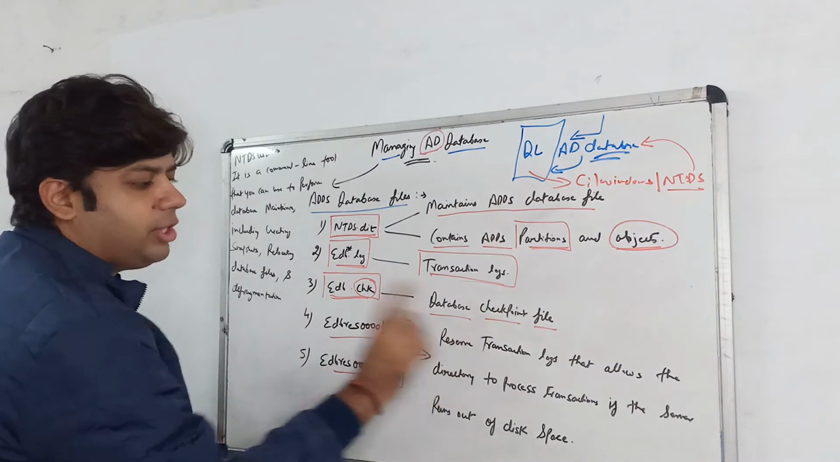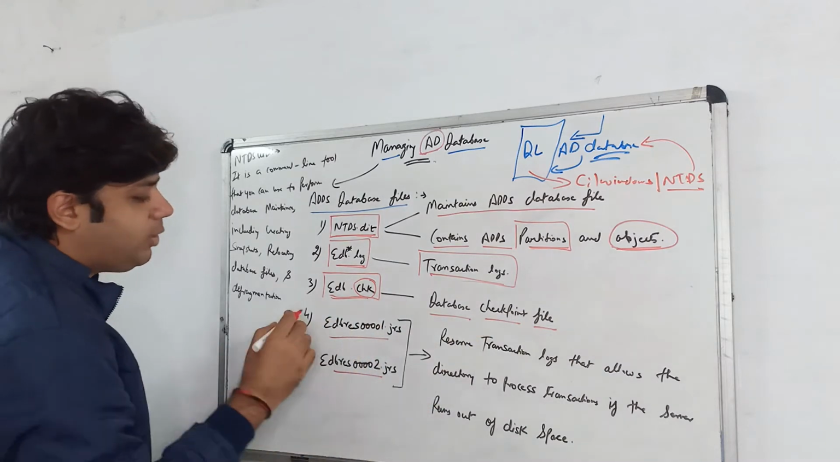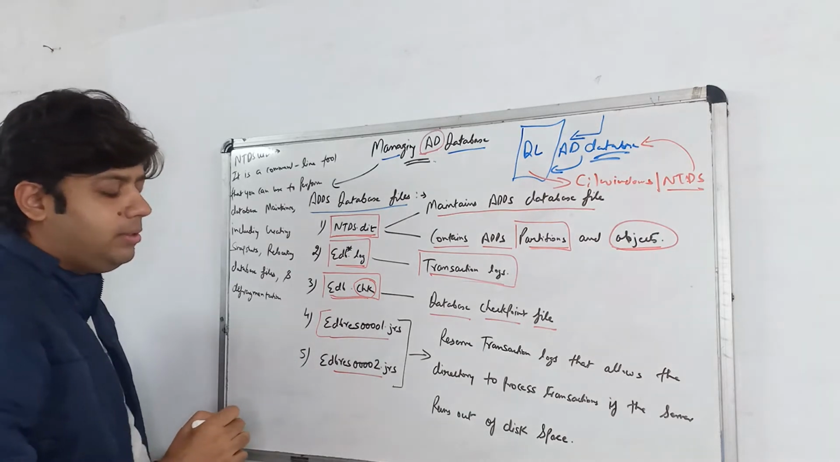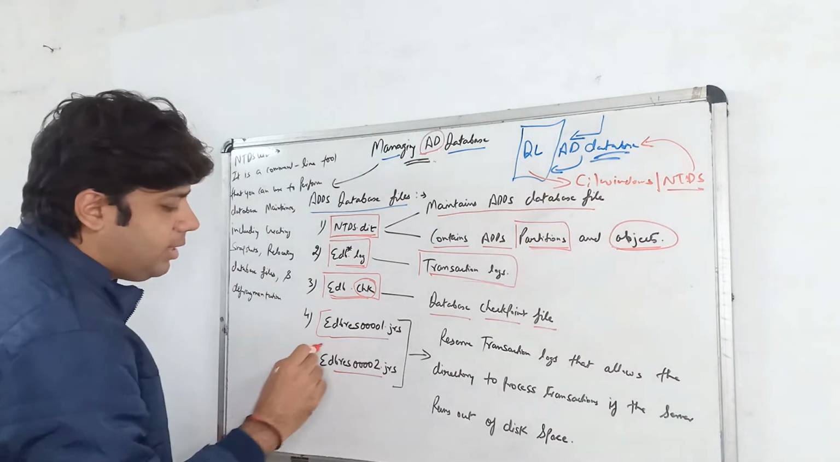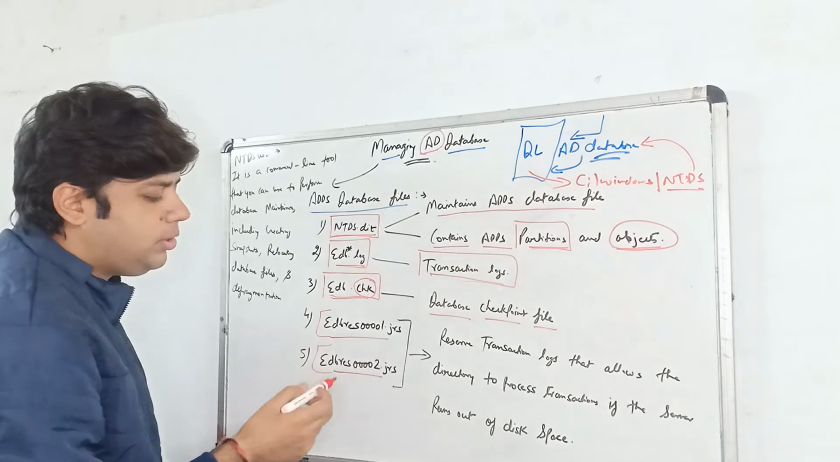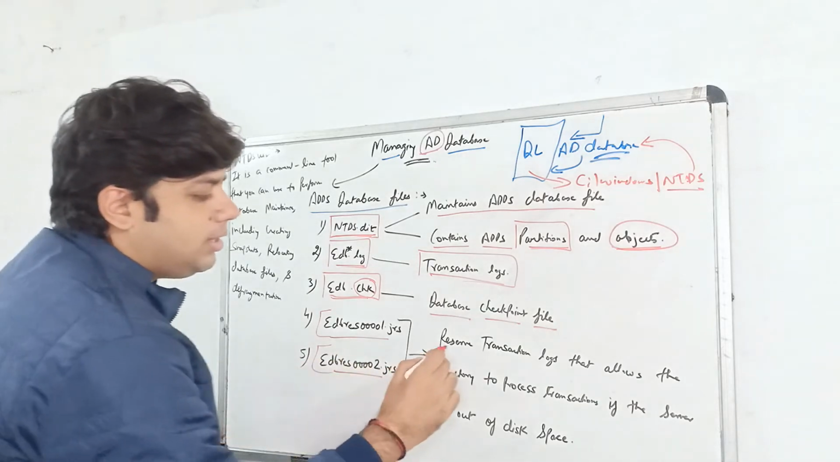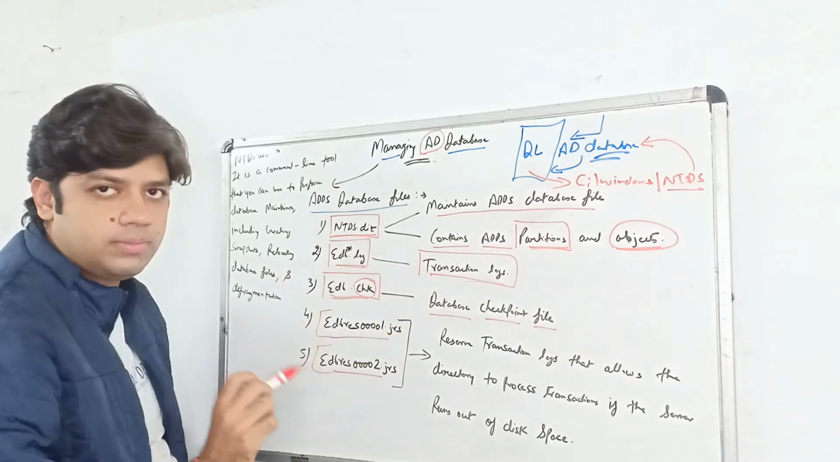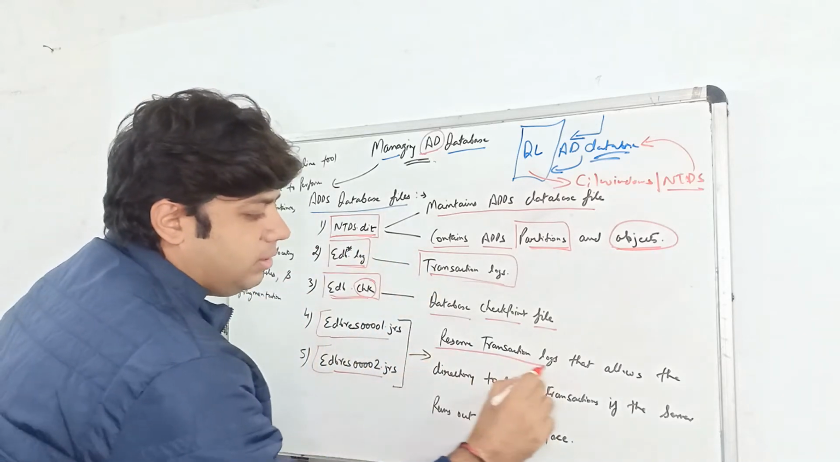CHK means checkpoint. Now next we have two very good files, named edb-res0001.jrs and edb-res0002.jrs. These two are also transaction logs, but they are reserved transaction logs.